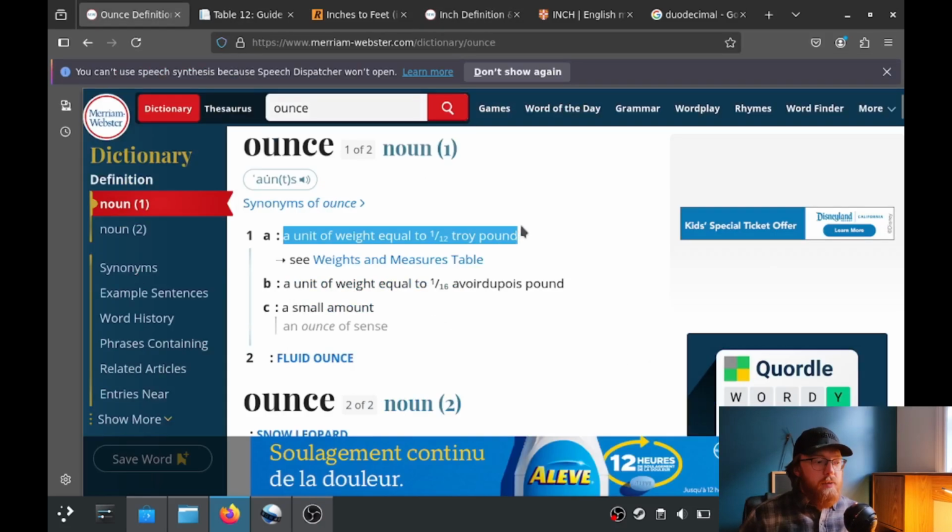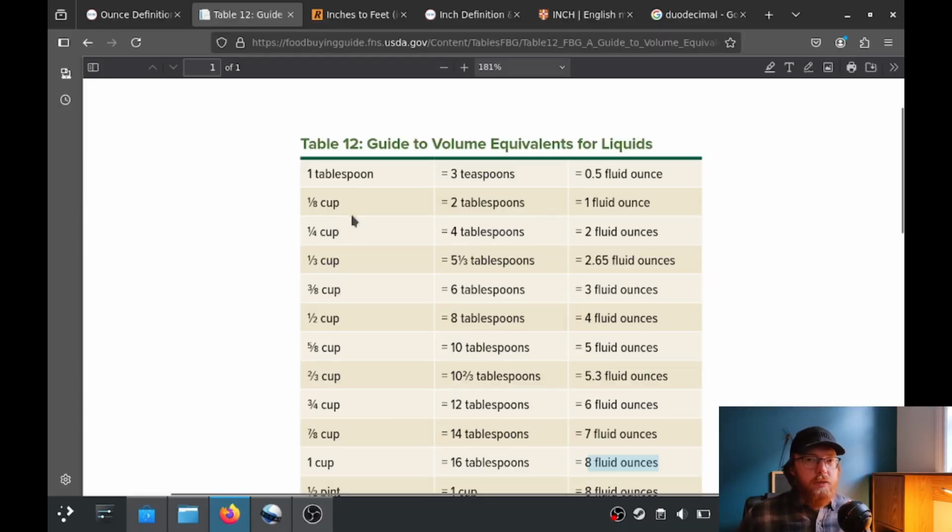Now the ounce is, there's 16 ounces in a US pound, and there's 8 ounces in a cup. A fluid ounce, it's called, is 1/8 of a cup. But the ounce does originate from the word uncia.